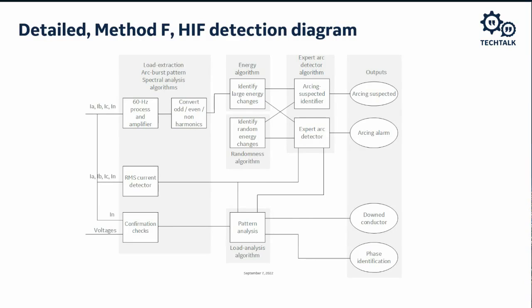Here we see a more in-depth look at the operation of the HIF detection. The relay processes phase and neutral current inputs for 60 Hz and odd, even, and non or inter harmonics. Voltage inputs have a confirmation check. The relay processes load extraction, arc burst pattern, and spectral analysis. The results of these analyses proceed to the energy, randomness, and pattern analysis algorithms. Next, the expert arc detector decision structure provides separate HIF outputs for arcing suspected, arcing alarm, down conductor conditions, and phase identification.